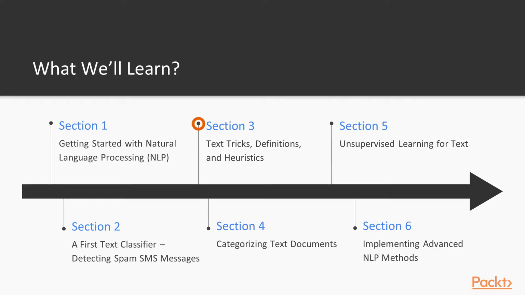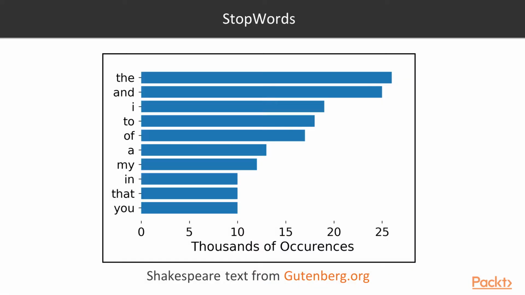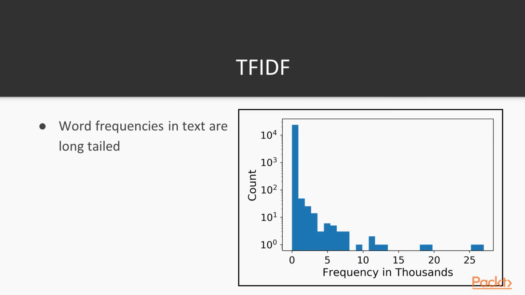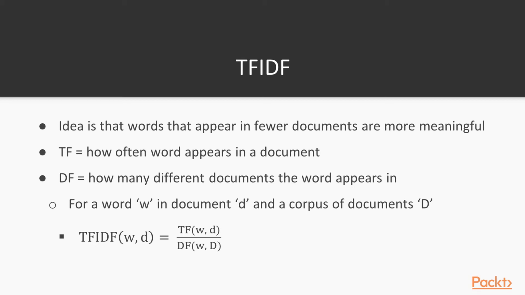In section 3, we will look back at this example to understand the tricks, definitions, and heuristics that are typically used in NLP pipelines. Text data is notoriously noisy, so there are lots of gotchas and tricks to be used and to watch out for. Often these are not written down in textbooks, so I'm making a point of compiling this knowledge which I've learned from my experience to give it to you.